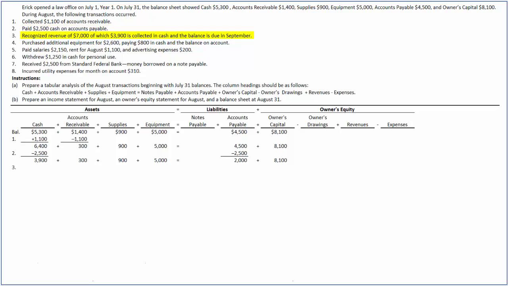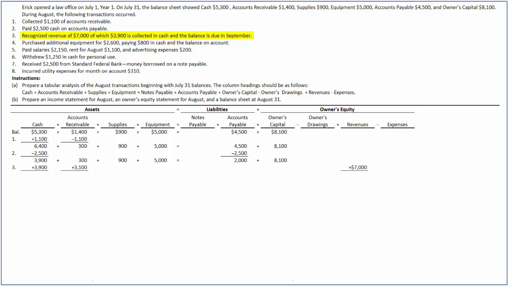In the third transaction, the company earned revenue of $7,000, of which only $3,900 was collected in cash, and the balance was due in September. In this case, there is an increase in cash by $3,900 and in accounts receivable by $3,100. Thus, it increases assets by $7,000. Correspondingly, there is an increase in revenue by $7,000, which in turn increases the owner's equity.